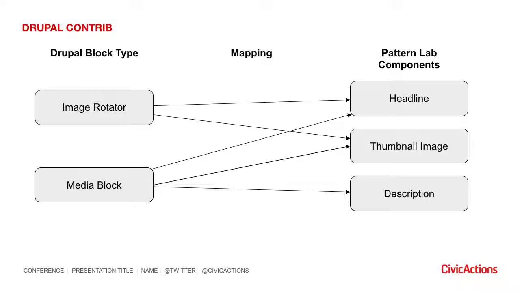If you think about the block types in Drupal, we might have an image rotator, and its attributes would map over to a headline and a thumbnail image, right? And then the media block could be a headline, a thumbnail image, and a description. So it's really just this connection module that allows you to bring different Twig files together and map their attributes.